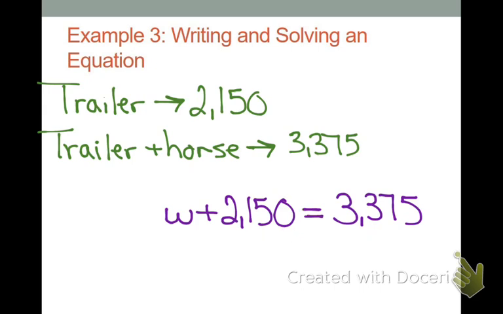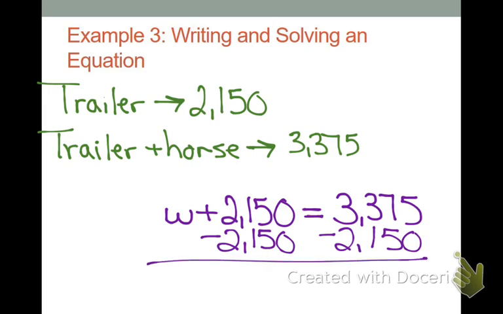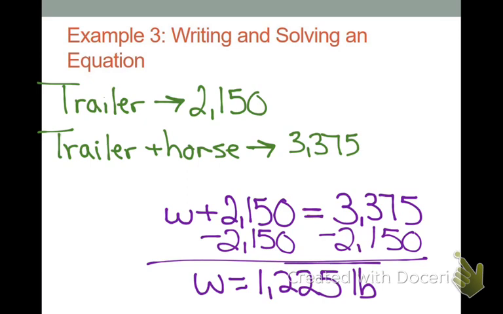Now, how would I solve for W? I've set up my equation. How would I solve for W? Subtract 2,150. Very good. Subtract 2,150 from both sides. All right? And then the weight of the horse is 1,225 pounds. All right, setting up an equation and solving.